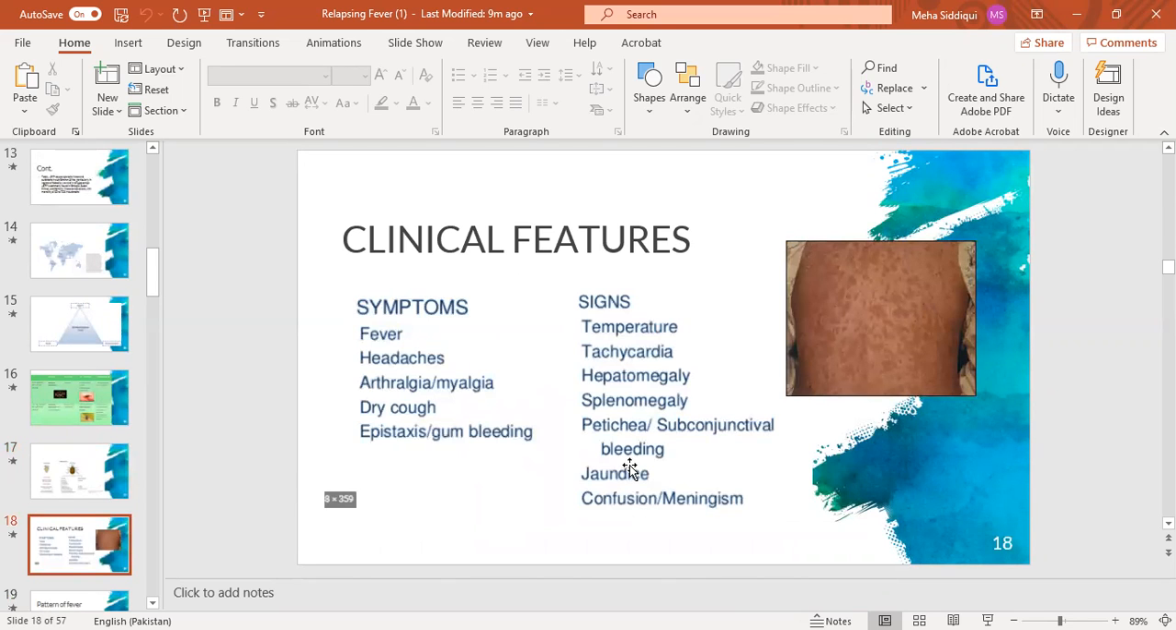Now coming to clinical features. Symptoms: fever, headache, arthralgia, myalgia, dry cough, epistaxis, gum bleeding. Signs are fever, tachycardia, hepatomegaly, splenomegaly, petechiae, subconjunctival bleeding, jaundice, confusion, and meningism. These are the clinical features mainly of louse-borne relapsing fever. And this is a typical picture of the macular rash found in louse-borne relapsing fever.